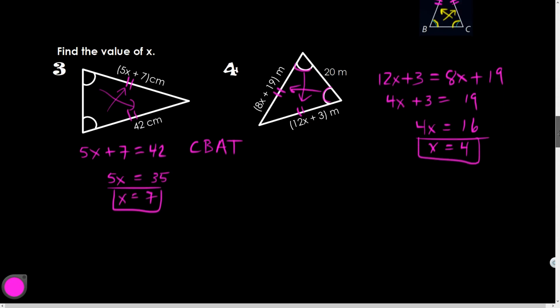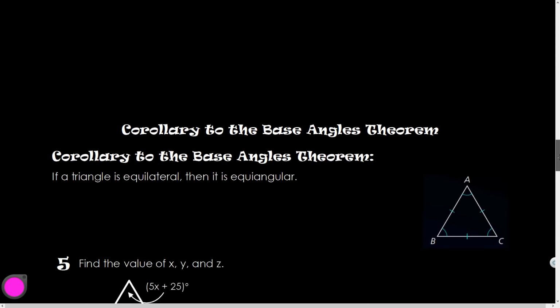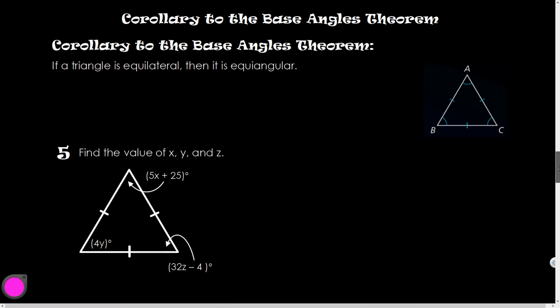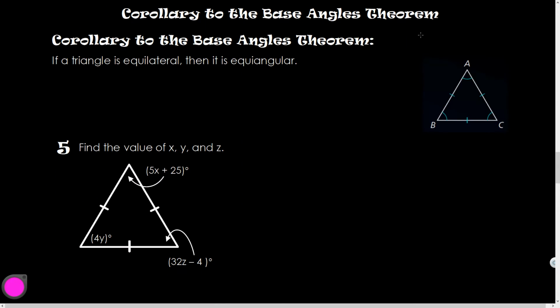All right. Well, guess what, friends? They ain't the only theorems we're learning today. We're also learning the corollary to the base angles theorem. Oh my goodness. Hey, check this out. Isn't an equilateral triangle also just a whole bunch isosceles, but then another side is congruent? It's like that.